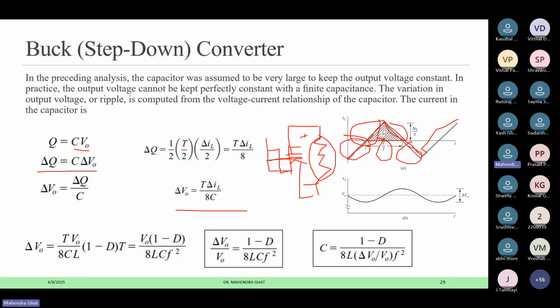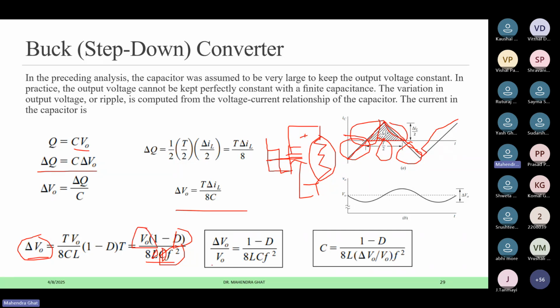Again, if I simplify, T into T is T square. If I take the T down, it will become F square. So I can say the delta VO equation will come as VO into 1 minus D by 8 LC F square. So the change in the voltage will depend on the frequency square, capacitance value, inductor value, and D value, and what output voltage you are getting.